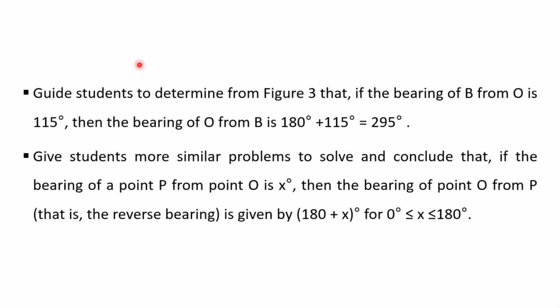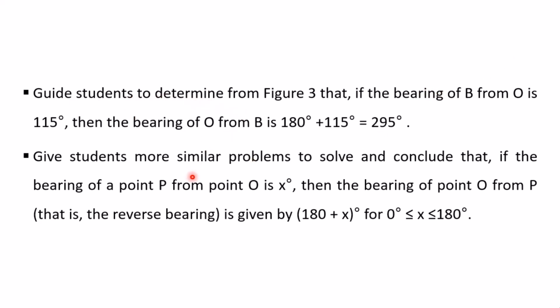So if the bearing of B from O is 115 degrees, then the bearing of O from B is 180 degrees plus 115 degrees. That will give us 295 degrees. So look at figure 3 and use that one to justify this.